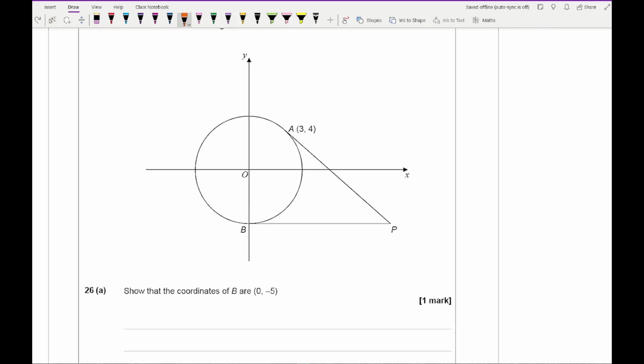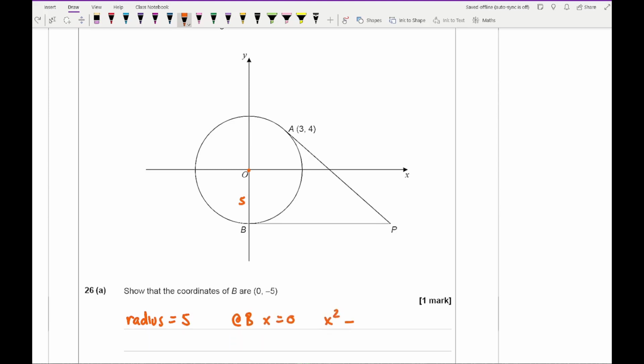So from this, we know that the radius is going to be the square root of 25, so the radius is 5. And so from this, there's a couple of ways in which you can do it. You say the radius is 5, it's on the y-axis, so therefore B must be 0, minus 5. You could also say that at B, x equals 0.